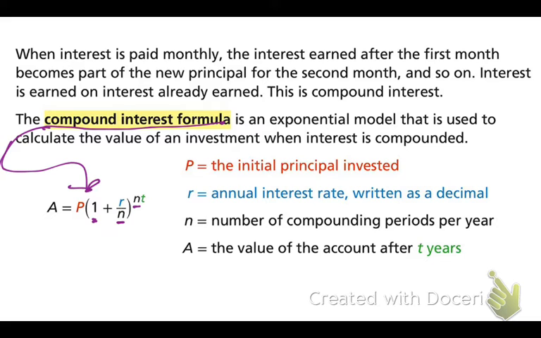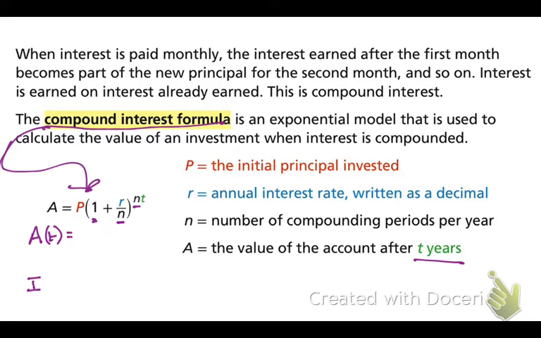And T, I don't have T on there. Well, it does right here. T is years. I don't know why it doesn't have its own thing. And a lot of times you'll see it as A of T, meaning amount after time equals, because it's a function. Okay, now this is a compound interest formula.